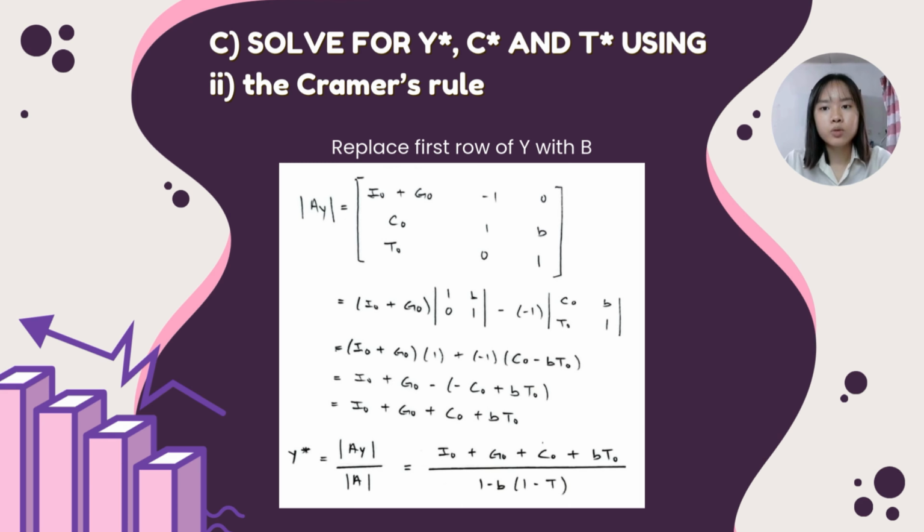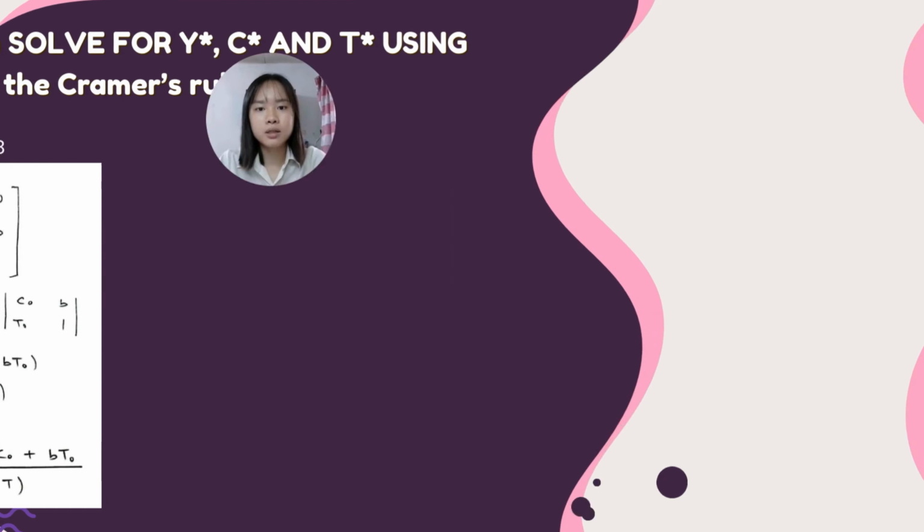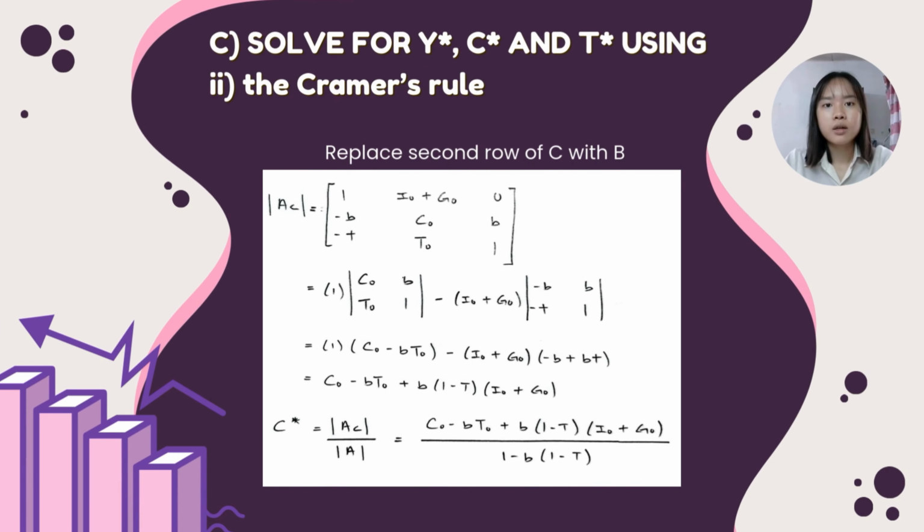Then we will solve for Y using the determinant of A sub Y divided by the determinant of the original matrix. We get Io plus Go plus Co plus bTo divided by 1 minus b multiplied by 1 minus t. Then after that, we will solve for C.